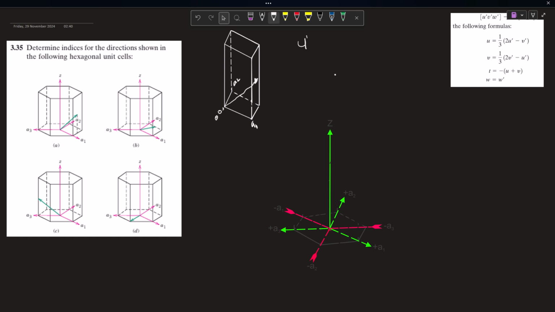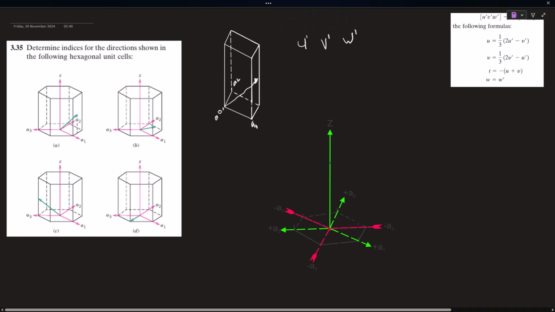We need our U prime, we need our V prime, and we need our W prime, which is the same thing as A1, A2, and C. So let's start. Remember I said when you're moving, you move serially from origin to A1 to A2, then to our Z. So this is my Z, or C or W, whatever you call it.